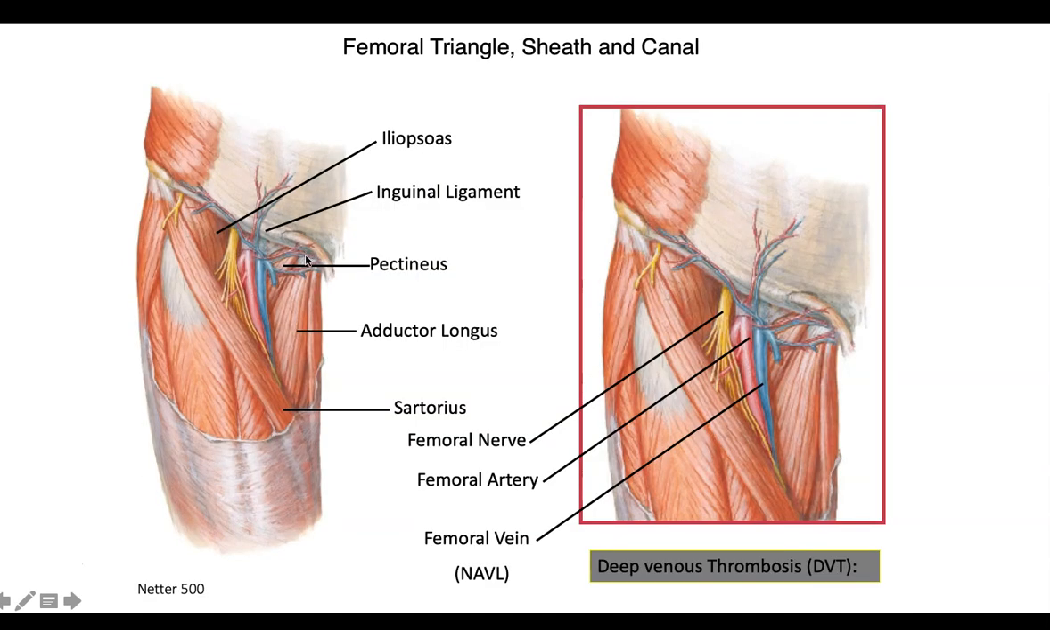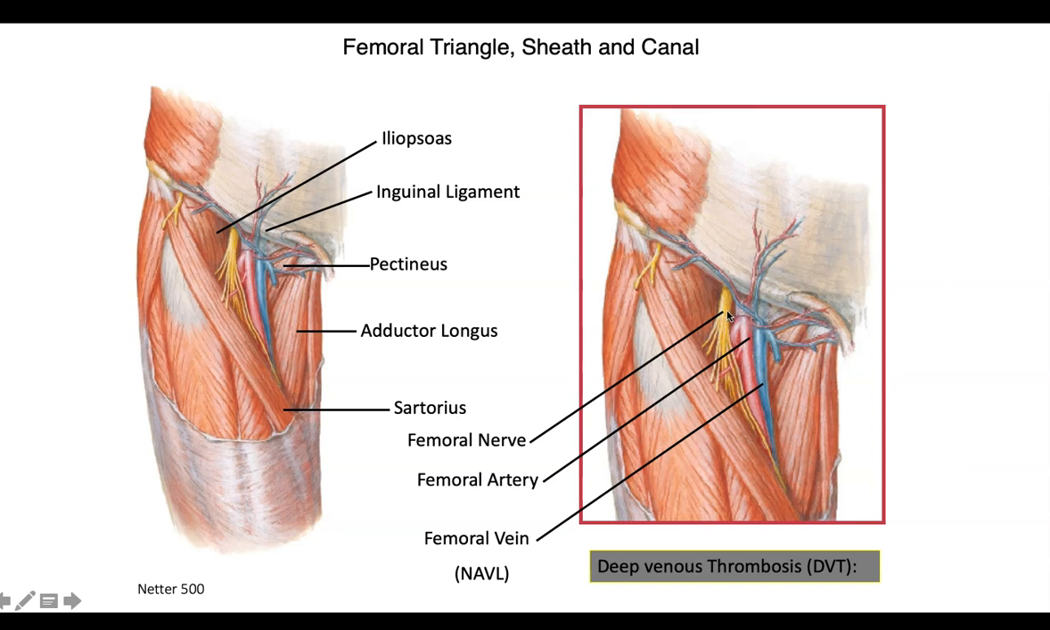The medial boundary of the femoral triangle is this muscle, the adductor longus, which is one of the muscles of the medial compartment of the thigh. And laterally, this muscle, the sartorius muscle, forms the lateral boundary. Adductor longus and sartorius join with each other and form the apex of the femoral triangle. So the femoral triangle is bounded laterally by sartorius, superiorly by the inguinal ligament, and medially by adductor longus, and this is the apex of the triangle.